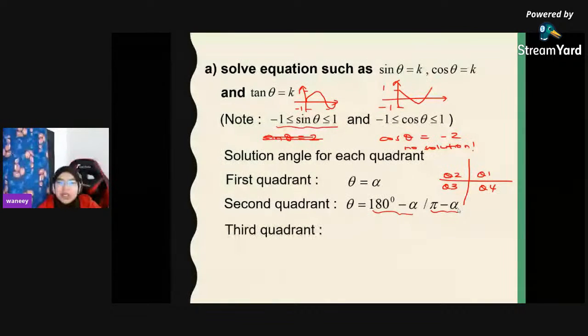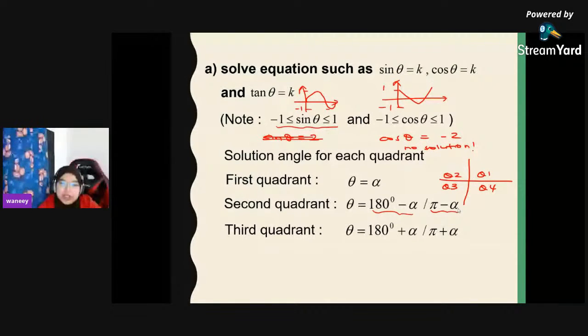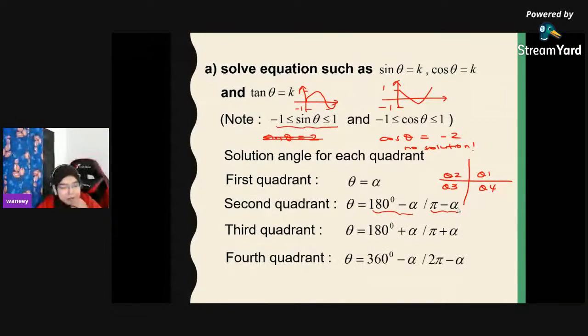In the third quadrant, we do a plus: 180 plus alpha or pi plus alpha. In the fourth quadrant, we get 360 minus alpha or 2 pi minus alpha. Okay, so have you remembered them? Or perhaps you should take note a little bit.